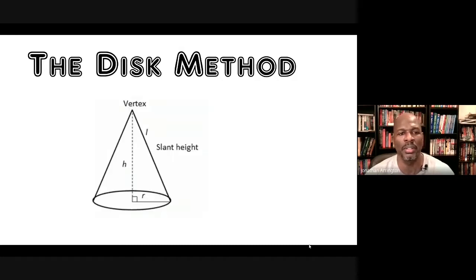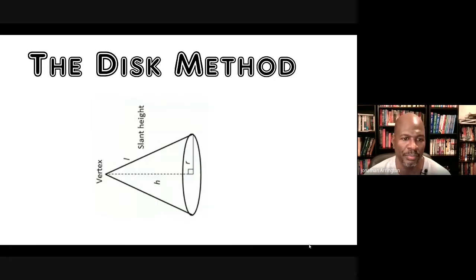So here I have a picture of a cone. So there's a cone with the vertex and the height and the radius and the slant height. Oh, that's not that important right now. But I want you to think of this cone being formulated or generated or produced by revolving some function around the x-axis. So to get a better picture of this, let's rotate this cone.